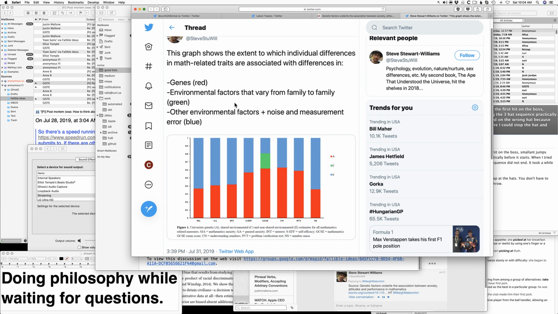Now, this is somewhat misleading, I think. Because if you actually read the technical details on what they mean by shared and non-shared environment, I think you'll find that it's not as simple. This is sort of what they wish it was, but it's not actually exactly this.